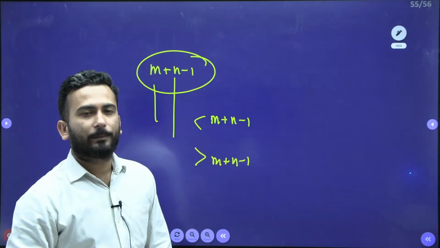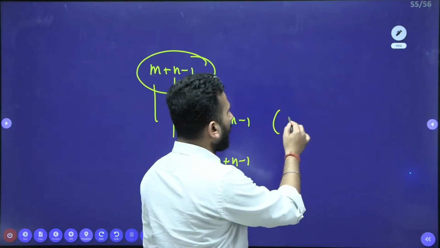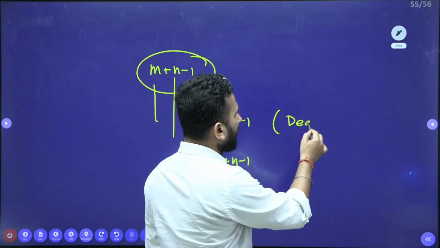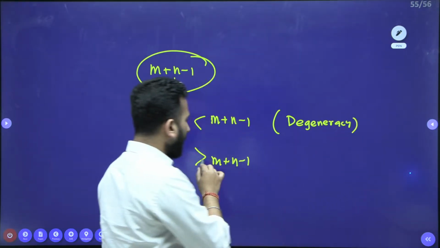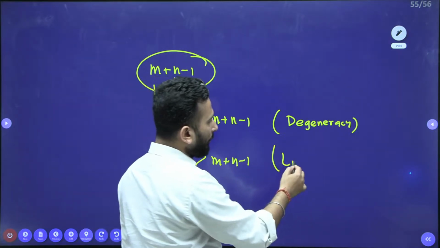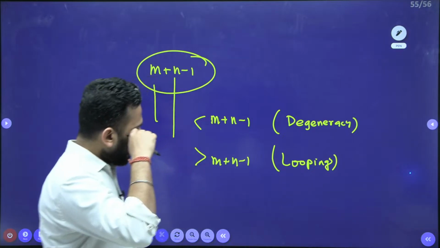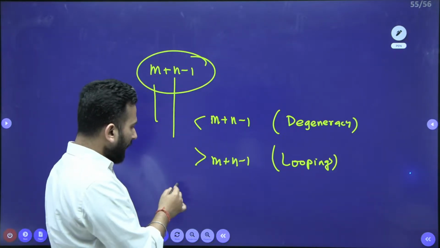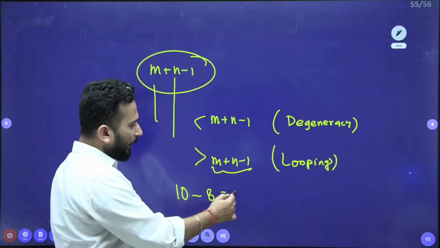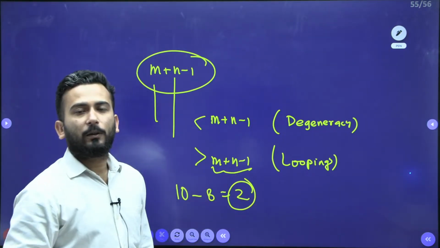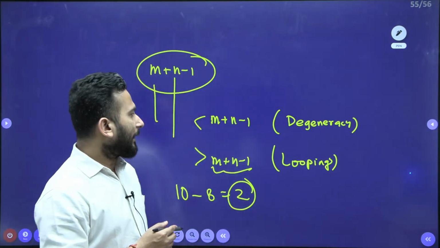Can anyone tell me? If the number of allocations is less than m plus n minus 1, degeneracy takes place. If it is greater than m plus n minus 1, looping takes place. Suppose there are 10 allocations and the value of m plus n minus 1 is 8. So how many loops are formed? 2 loops are formed. So a 1 mark question can come from here. Yes, so all these things are fine.